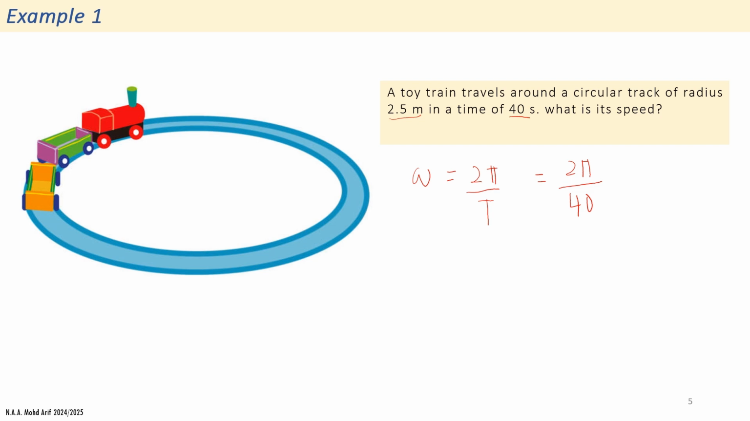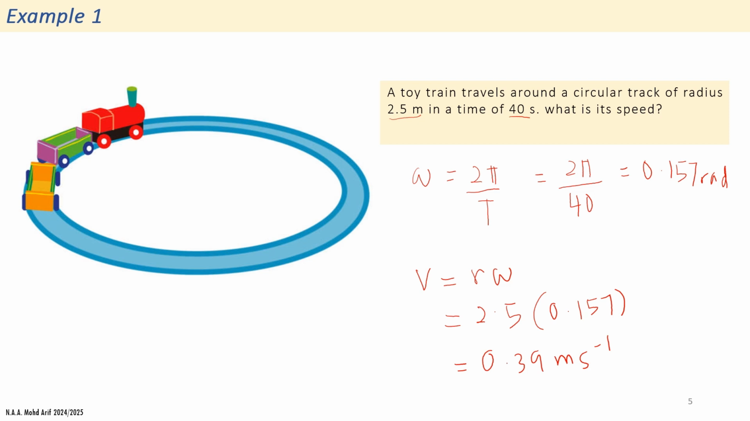So we will get 0.157 radian per second. And then we can calculate for the speed. So we know the relationship between v and ω is v equal to rω. So v equals r, which is 2.5, times ω, which is 0.157. So we will get 0.39 meters per second.